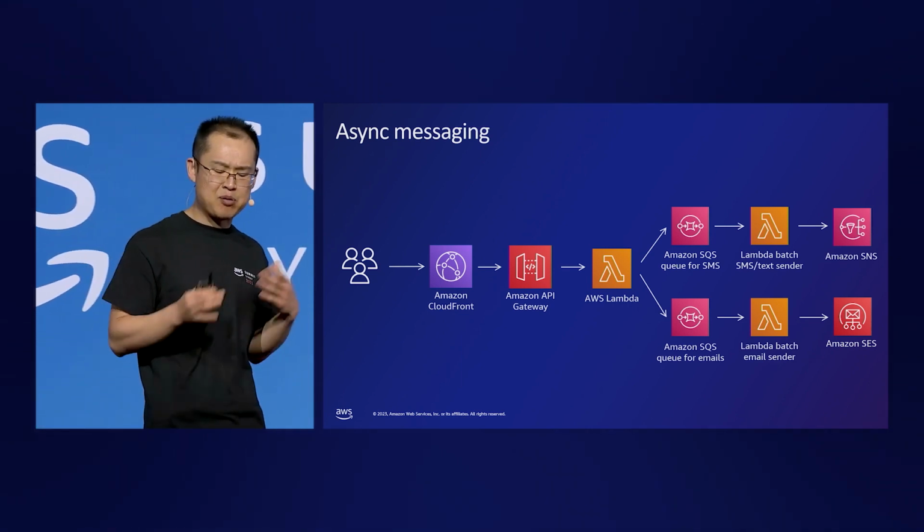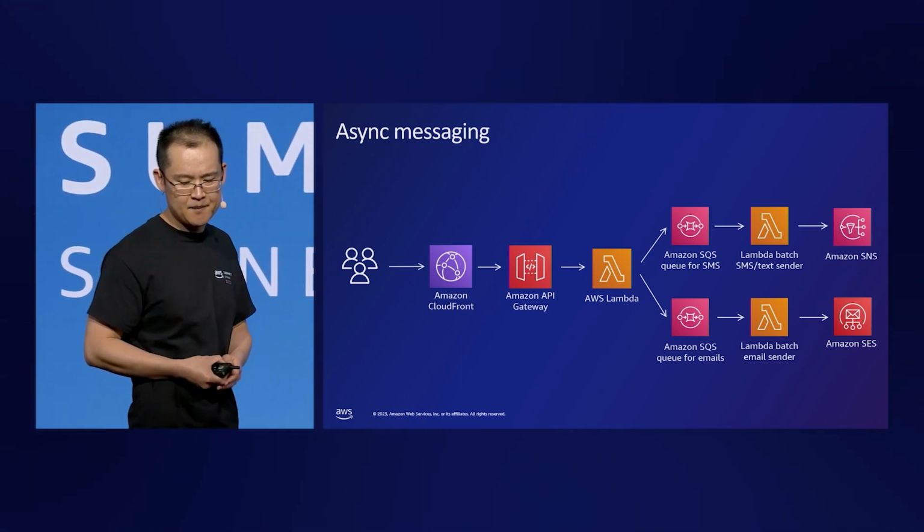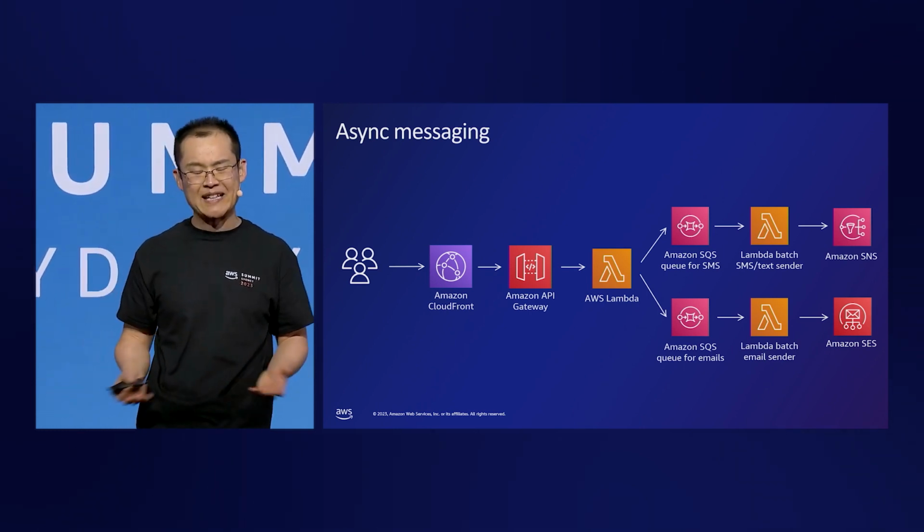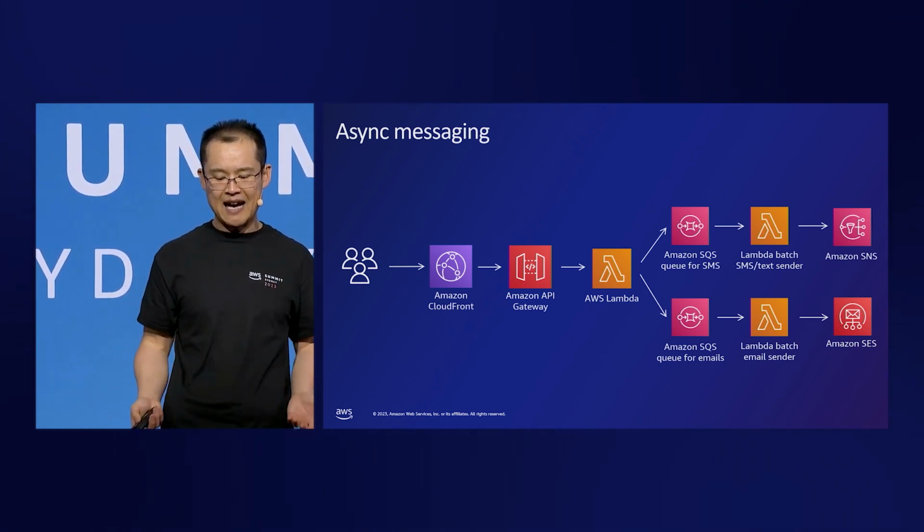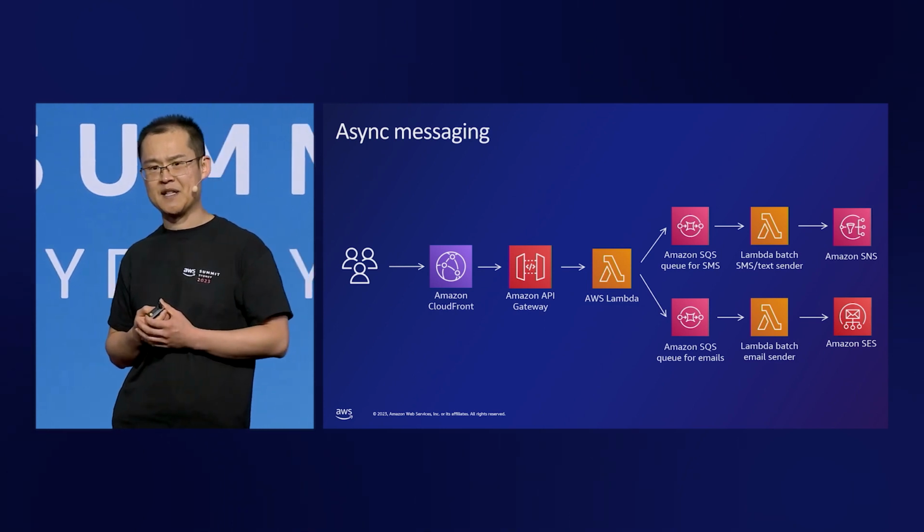Under the hood, we can process those messages in batches. This solves the API Gateway's 29 seconds timeout hard limit and improves the throughput of your system.